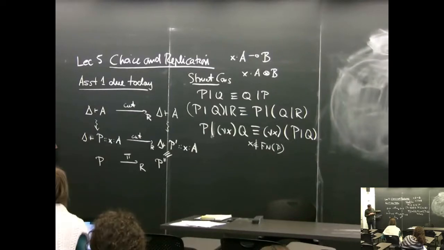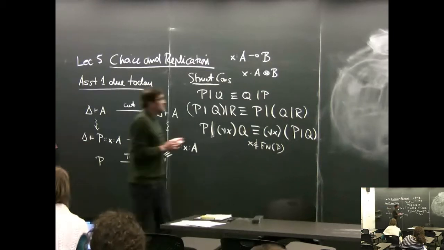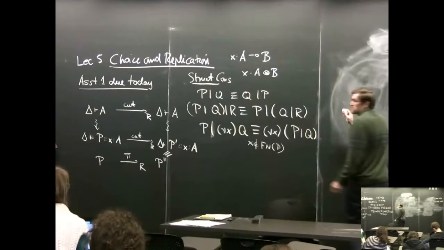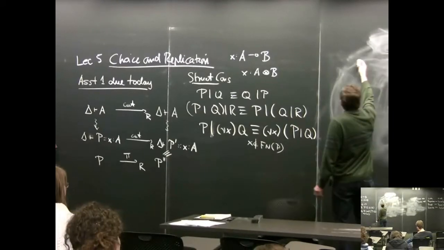So X : A tensor B is going to be output a new channel Y of type A and behave like B. Let's see how that works. So let's look at the right rule first. We have to remind ourselves what the right rule is for tensor.